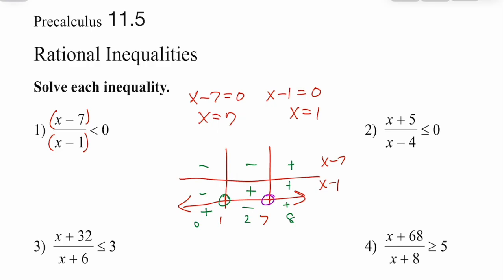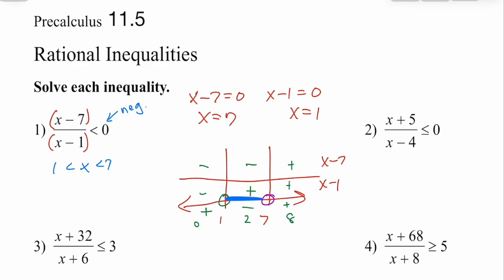And then now we're going to go back to our symbol. This says less than 0. Less than 0 means that we have negative values that we're searching for. So color in the negative region or regions. And that is our answer. So our answer is that x is between 1 and 7.